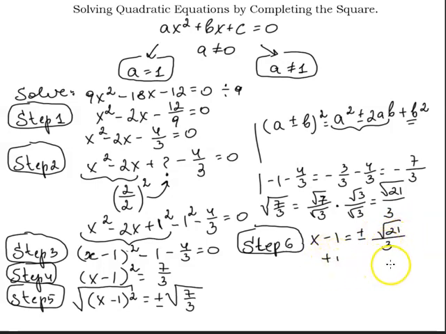Now adding 1 to both sides, I'll have x equals 1 plus minus the square root of 21 divided by 3. If you would like to rewrite your answer as a solution set, that will be 1 plus minus root of 21 over 3.